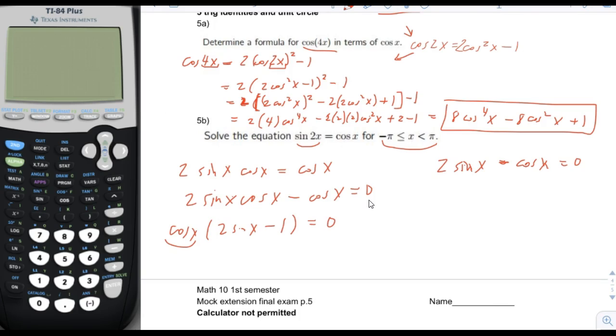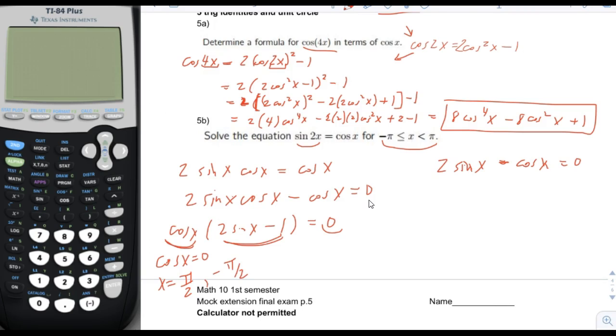So now I just say, okay, when does cosine x equal 0? When does 2 sine x minus 1 equal 0? Either one of those cases, they're going to multiply together and get 0. So actually, what makes cosine of x equal to 0? Well, when is the x-coordinate of the unit circle 0? That would be 90 degrees or negative 90 degrees. So the answers here would be x equals pi over 2 and negative pi over 2.